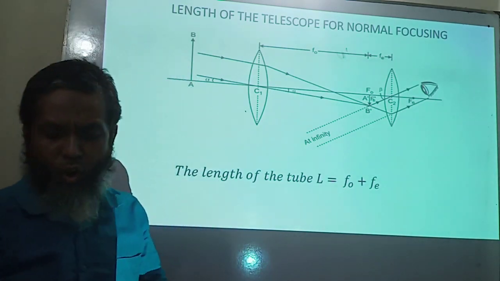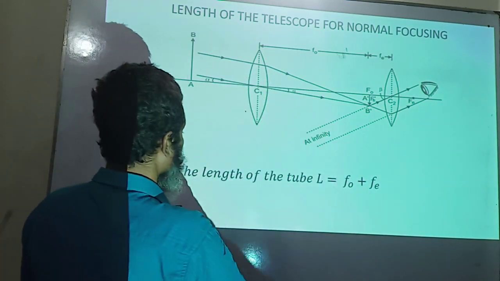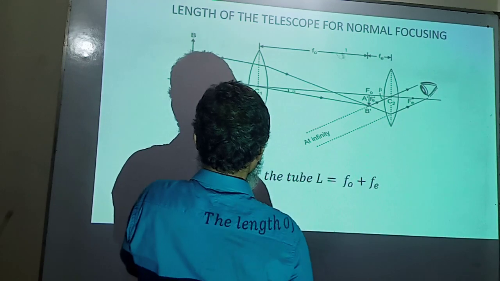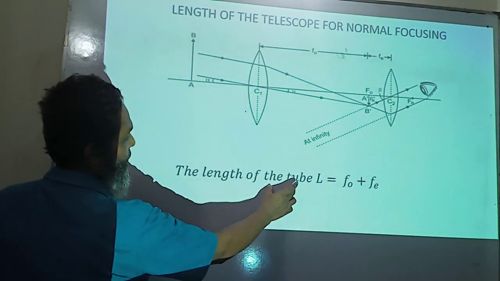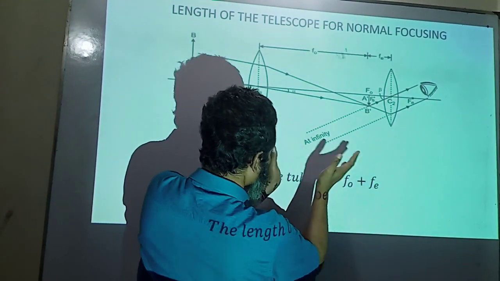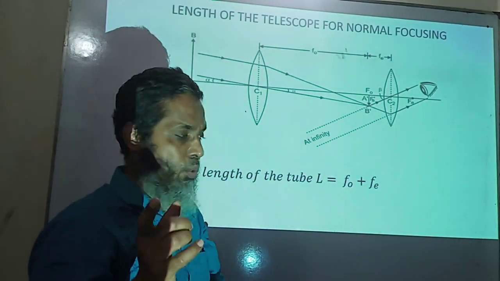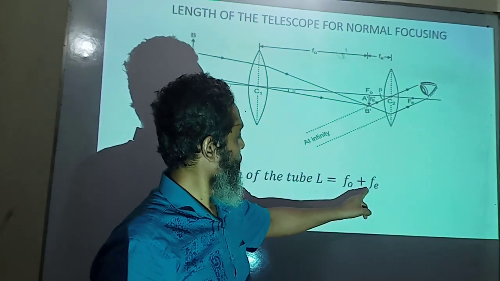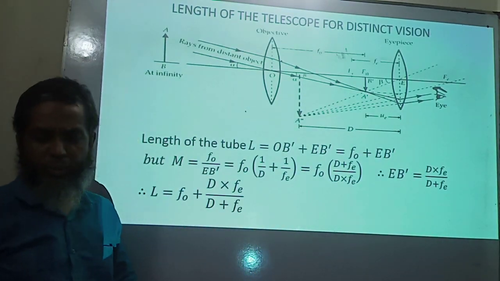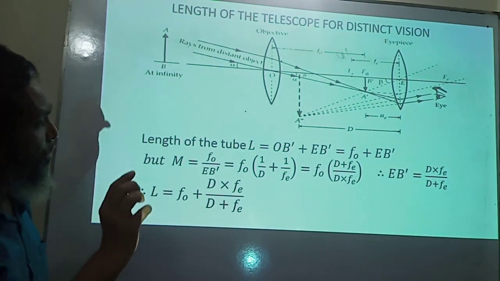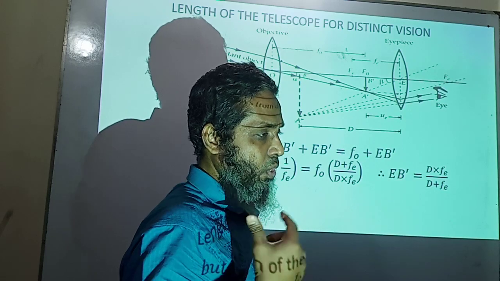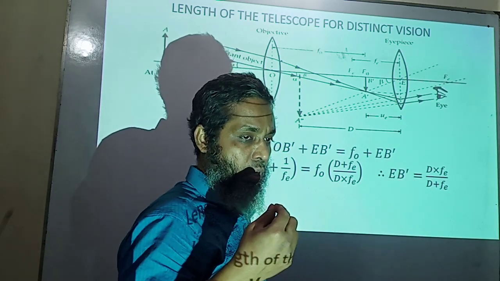Length of the telescope for normal focusing. This is the normal focusing, we know. This is the length of the tube, the distance between the two lenses. In case of normal focusing, the length of the tube L is equal to f naught plus f e. And the length of the telescope for distinct vision will be a bit different from the length of the tube in case of normal focusing.